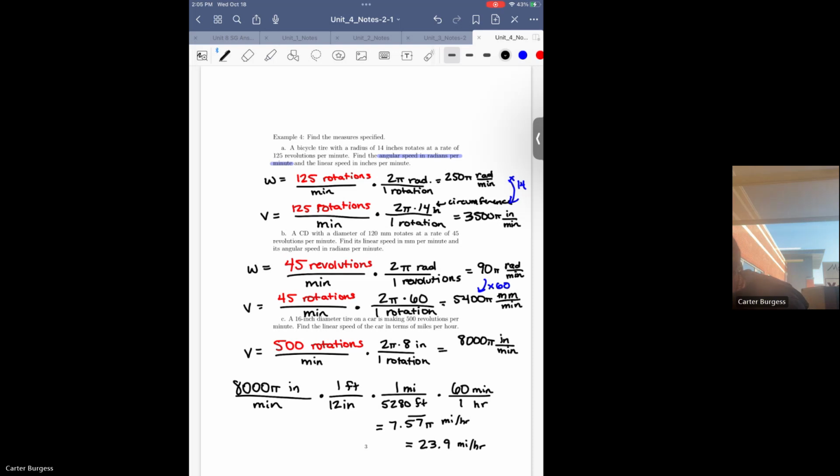How'd you get 23? It's 7.57 pi, and so taking those and multiplying them together, you get 23.9. Pi is like 3.14, a little bit more than 7 times a little bit more than 3, you get a little bit more than 21. But either way is fine. I would be happy to accept either answer in this case for sure.